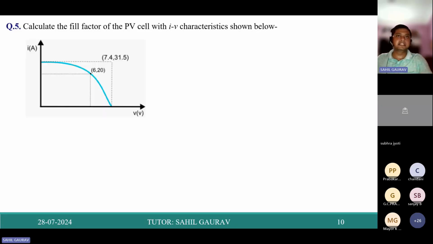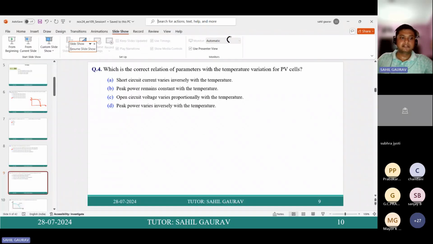Now the next problem is: calculate the fill factor of the PV cell with the IV characteristics shown below. So till now we have solved verbal type problems. From now onwards, there is a mix of numerical and verbal type problems. So this is a numerical answer type. In your exam also, some problems will have options and some problems you have to answer in numerical form. So this is a numerical type problem.